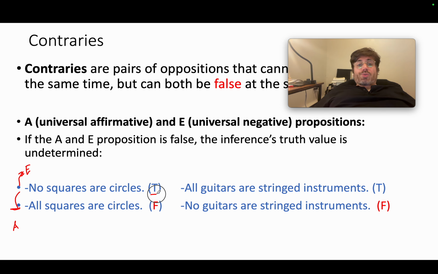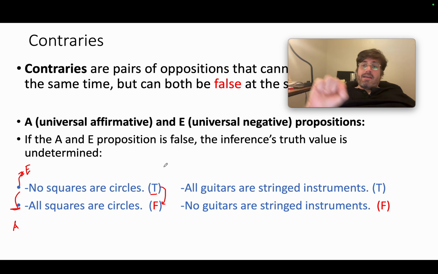If we begin with a true E proposition, we can infer that its contrary is false. We can move from a true E to a false A. So on the square of opposition, we can move from E to A if the first value is true.